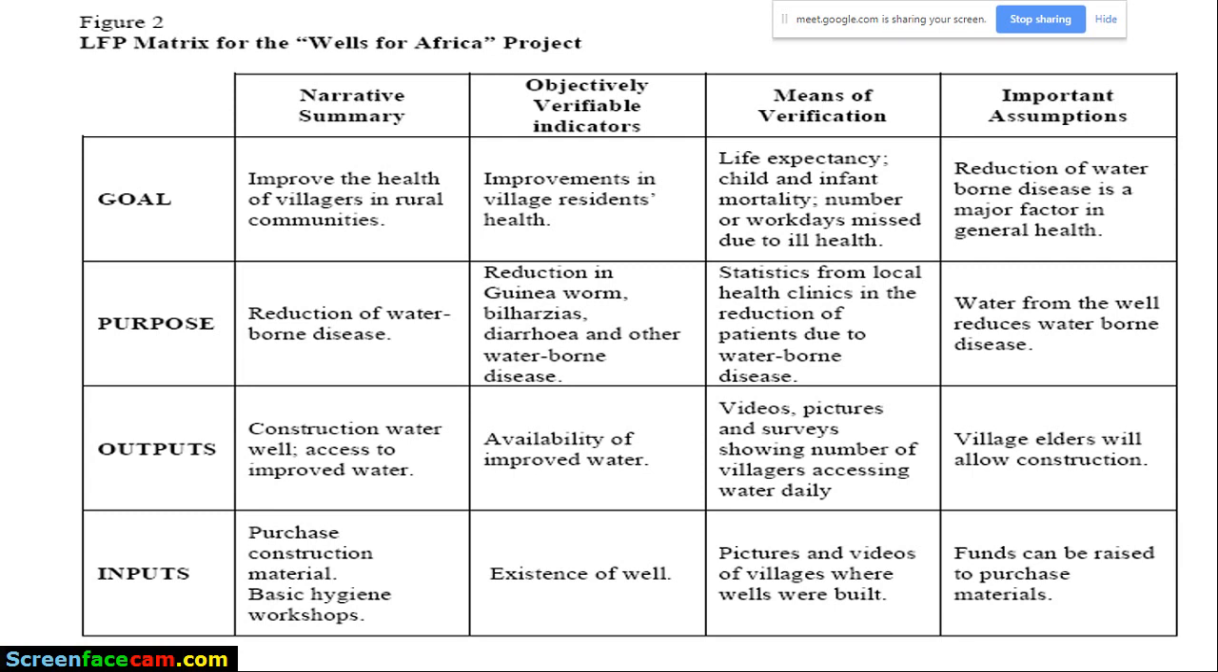But an outcome is something that will happen in the long run. It's not something that will happen immediately. So reduction of waterborne diseases is something that maybe we can track for 6 months. Then we can report that indeed there is a reduction in waterborne diseases.